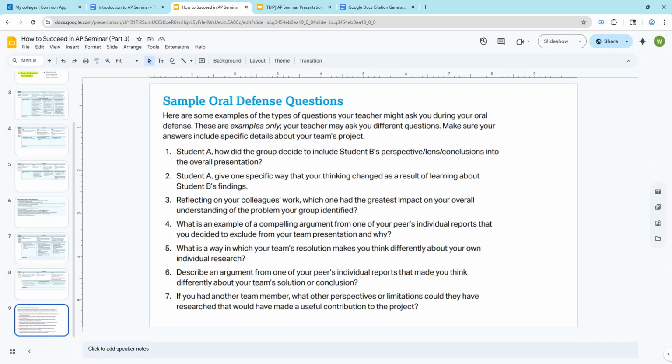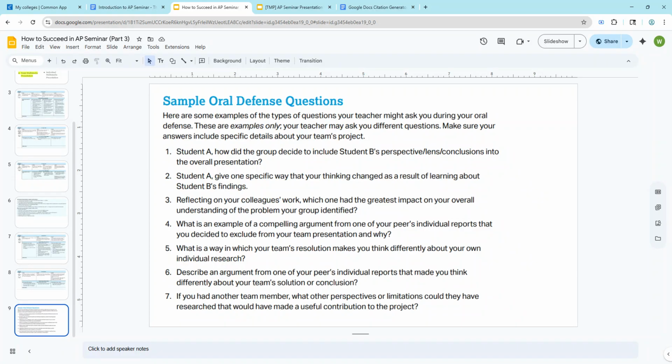Number 5. What is a way in which your team's resolution makes you think differently about your own individual research? Number 6. Describe an argument from one of your peers' individual reports that made you think differently about your team's solution or conclusion. Number 7. If you had another team member, what other perspectives or limitations could they have researched that would have made a useful contribution to the project?